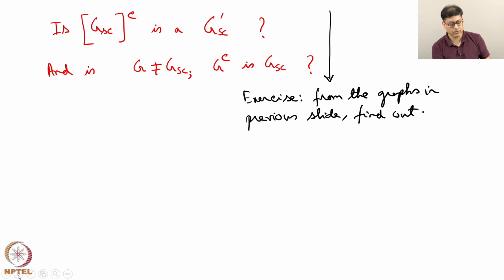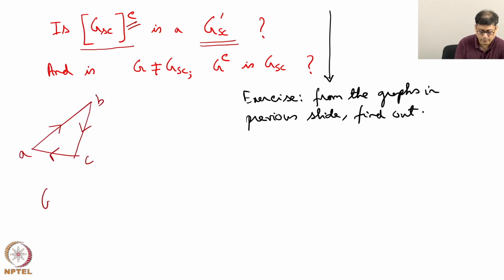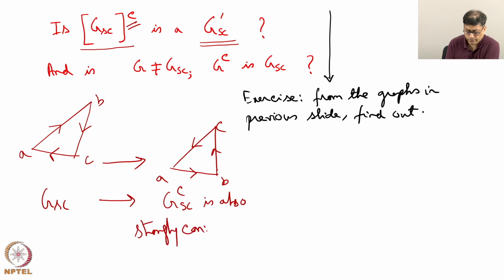Now, I put a question: if I take the complementary of a strongly connected graph, will I get another graph which is also strongly connected? Let us take an example. This is an example of GSC, and if I take its complementary graph, I mean to say all the arrows will be reversed, I can easily see that this is also strongly connected.